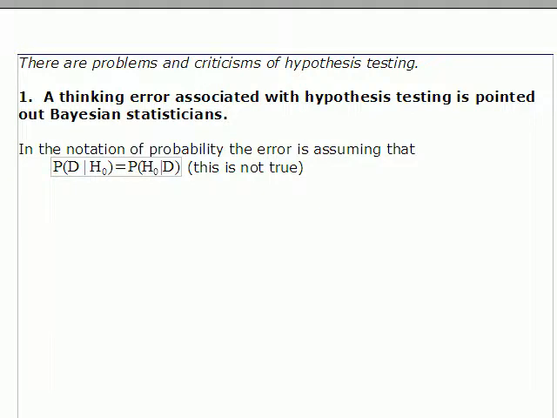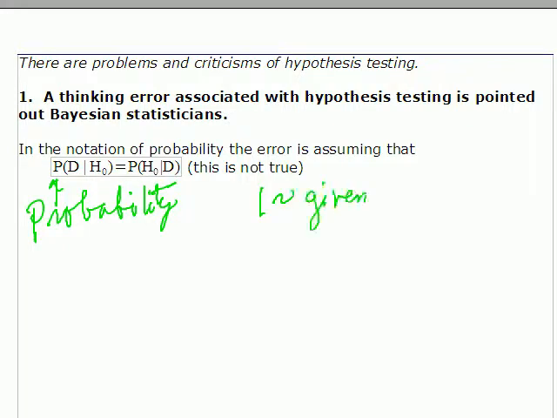One of the first problems is a logical error that follows from something that Bayesian statisticians always like to point out. This was on the first exam in this class, and we've discussed it before. Sometimes people kind of miss the point here, so I want to go over this again. P here is standing for probability. And of course you know that the vertical line means given, and what's after it is given that whatever's after it is true or has occurred.